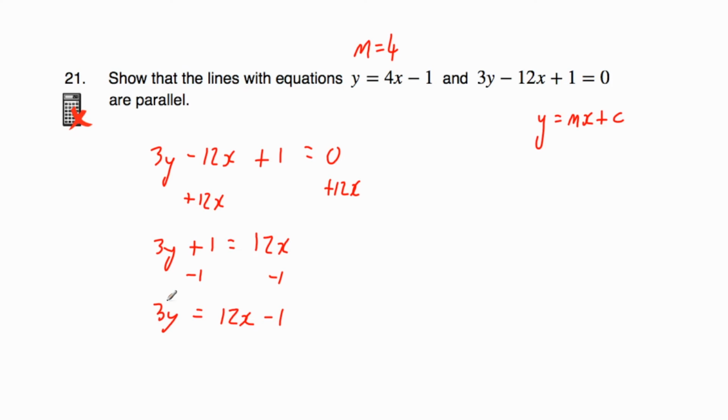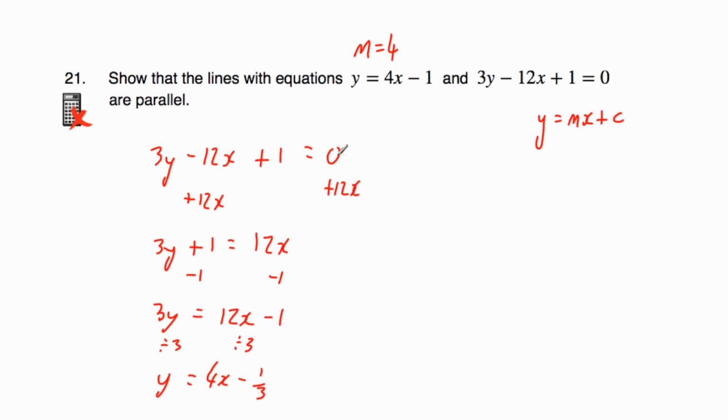Now we want to get y on its own, so we don't want 3 times y, so let's divide both sides by 3. So let's divide by 3 and divide by 3, or just divide everything by 3. And that would give us, on the left hand side, y, because we're dividing by 3 to get rid of the times by 3, and that's the same as 1y. And on the right hand side, we'd have 12x divided by 3, that's 4x. And then we've got minus 1 divided by 3, that's going to be minus a third.